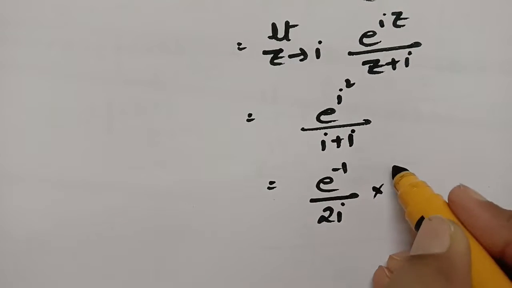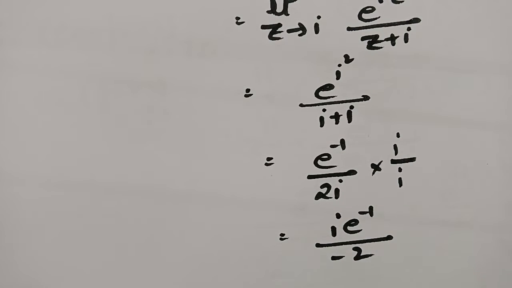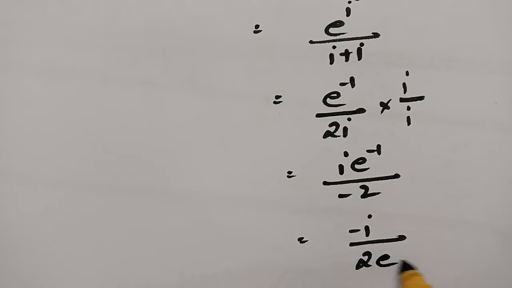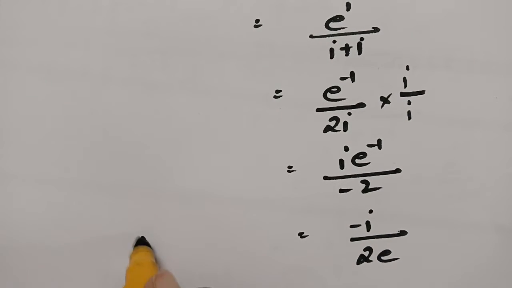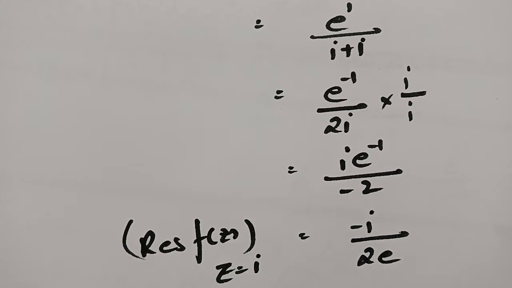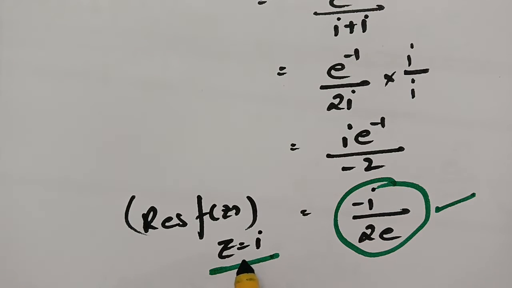If I multiply with i in the numerator as well as the denominator, this will be i into e inverse by i square, which is nothing but minus 1. So this will be minus 2. And therefore, this value is nothing but minus i by 2 into e inverse, so if I get e down, this will be 2e. Therefore, this is the residue value of f of z at the pole value z is equal to i. So we got the residue value as minus i by 2e at the pole z is equal to i.